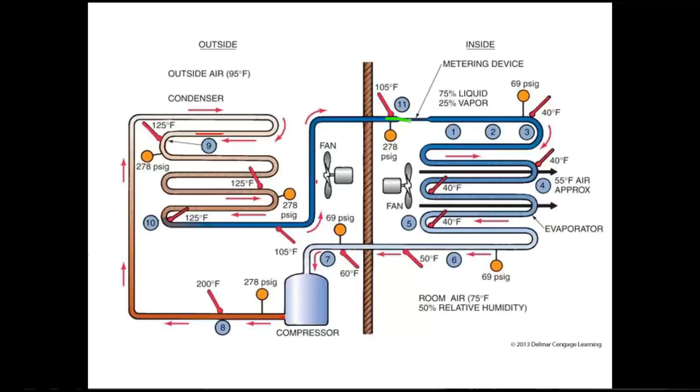The metering device immediately drops the refrigerant from subcooled into the saturation point where it's 25% vapor and 75% liquid, travels through the evaporator coil where the indoor room air is blown across the evaporator coil, and the heat from the indoor room air is transferred from the room air and is used to change the state of that refrigerant, and that requires tons and tons of heat energy to do that.